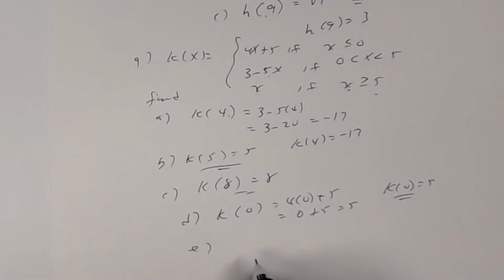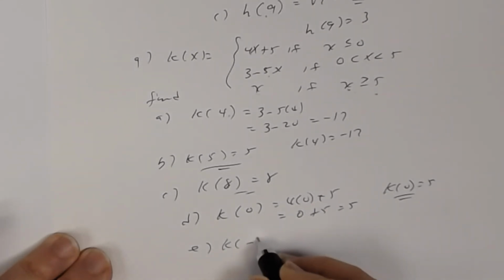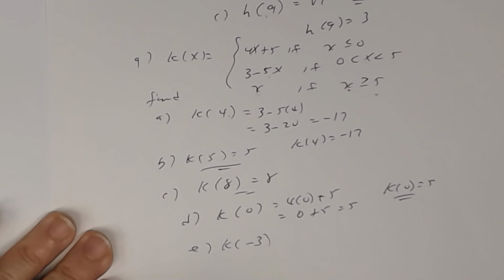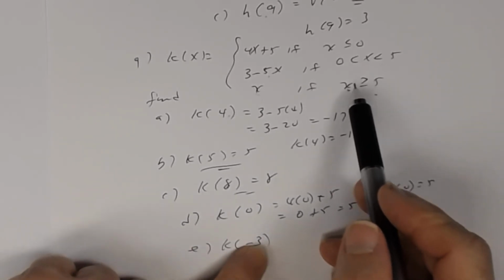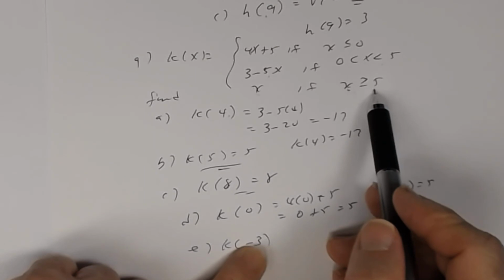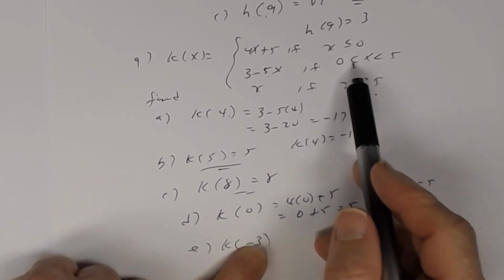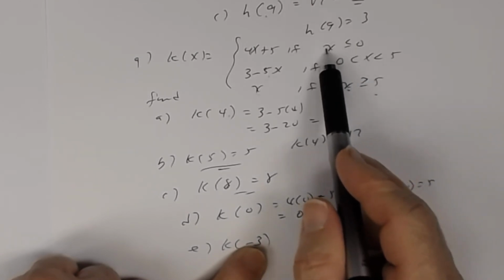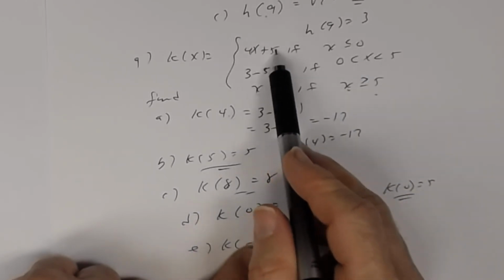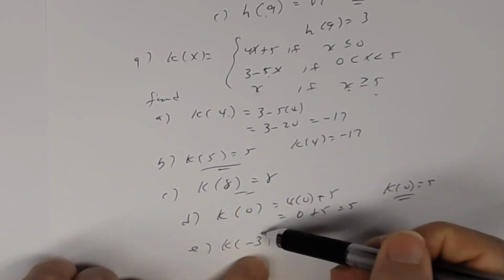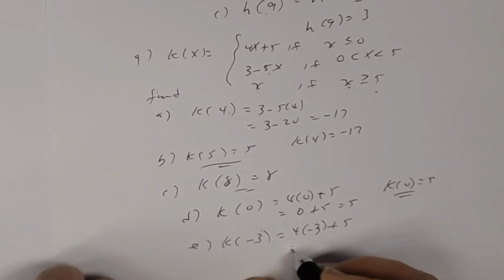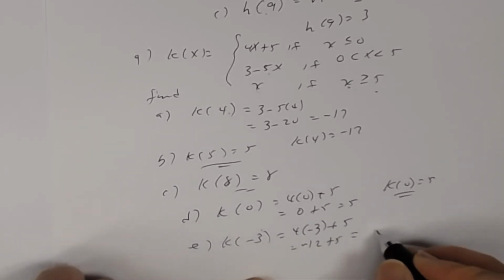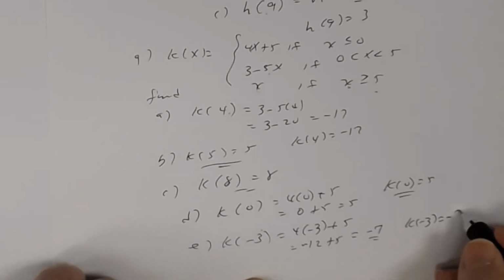And then let's do one more, E. Let's say you want to find k of negative 3. You got to make sure you use the right one, right? So is it the first one, second one, third one? Well, you know it's not going to be the third one, because if x is negative 3, is negative 3 greater than or equal to 5? No. It's not going to be this one, because is 0 less than negative 3? No. It has to be this one. Is negative 3 less than or equal to 0? Yes. So we see the variable x in the top equation, you're going to substitute negative 3. So this becomes 4 times negative 3 plus 5. 4 times negative 3 is a negative 12. And negative 12 plus 5 will give us a negative 7. So k of negative 3 equals a negative 7.